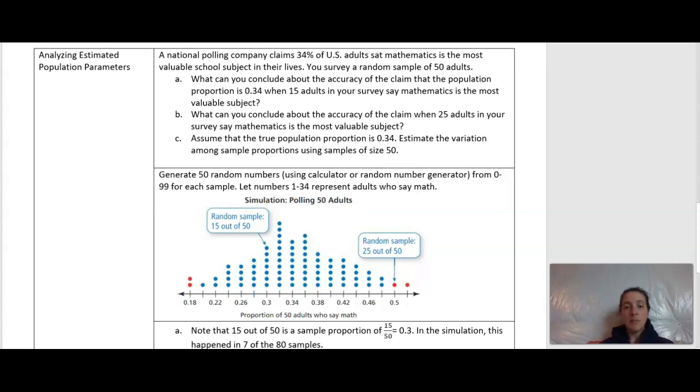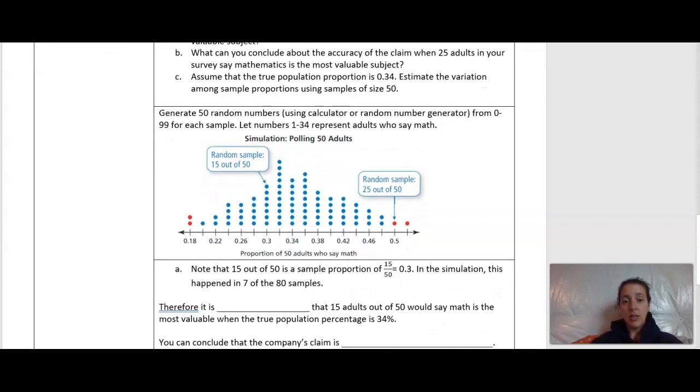That's a whole lot of words. So a national polling company claims that 34% of U.S. adults say, that should say, it's not, mathematics is the most valuable school subject in their lives. You survey a random sample of 50 adults. What can you conclude about the accuracy of the claim that the population proportion is 0.34 when 15 adults in your survey say math is the most valuable? So that's step A. Okay, so let's look down here.